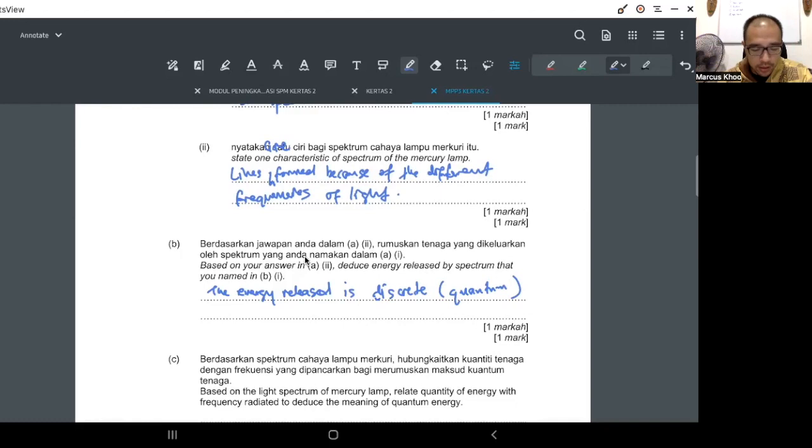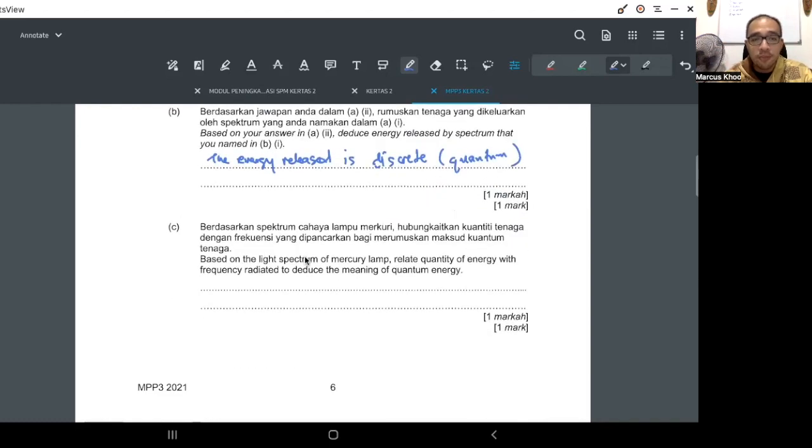So I was finding this question a little bit weird, partially because of the way they ask the question, and of course it's also a very strange thing to ask. But anyway, now, based on the light spectrum of the mercury lamp, relate the quantity of energy with the frequency radiated to deduce the meaning of quantum energy. So we have to relate and then after that deduce the meaning of quantum energy. If you're going to relate, quantity of energy and frequency is directly proportional.